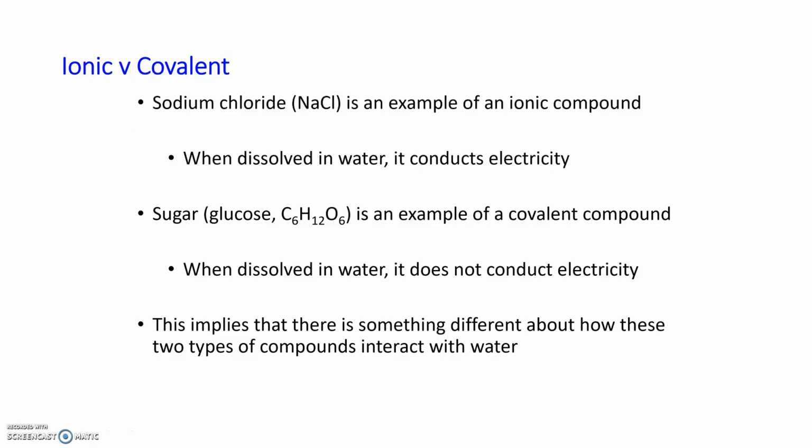So let's look at ionic versus covalent compounds. If we have an ionic compound such as sodium chloride, as we said, this dissolves in water and conducts electricity. It dissolves in water and produces sodium and chloride ions, cations and anions. These charged species conduct electricity. If we have something like sugar, this is a covalent compound. It contains all nonmetals. This dissolves in water. You put it in water and it is soluble, but it does not conduct electricity. This is because ions do not form.